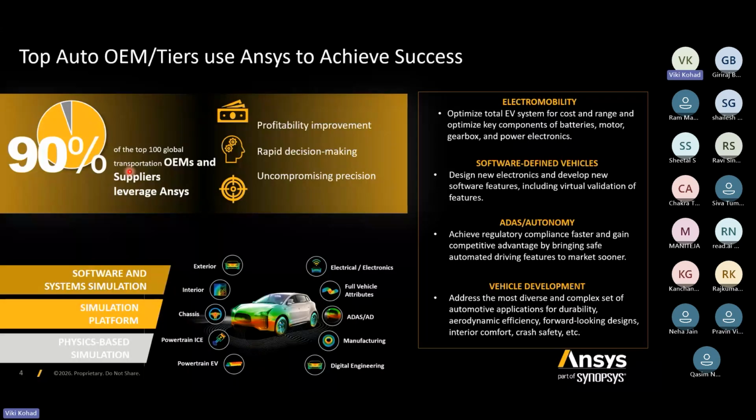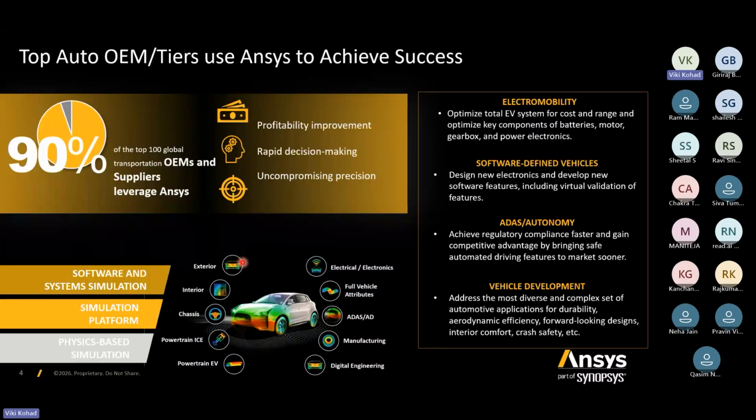Now we'll see why top auto OEMs, the automotive industry OEMs or top tier industries, use ANSYS for their success. Why are they using it? Because they have to make their organization profitable, for rapid decision making. And the best part about ANSYS is that it has multi-physics capability, meaning you can do complete multi-physics simulations for any of your products by using the ANSYS tools.